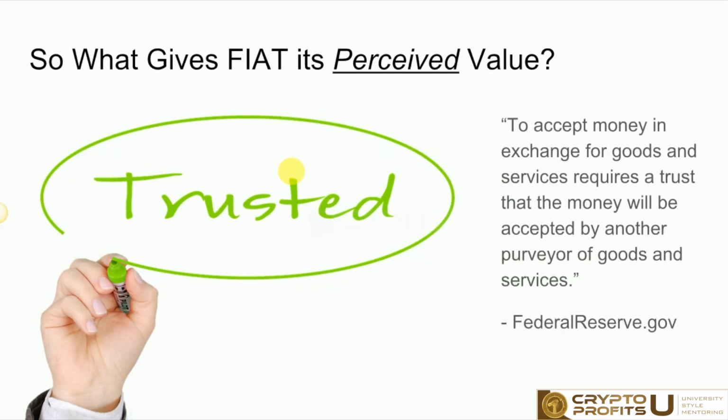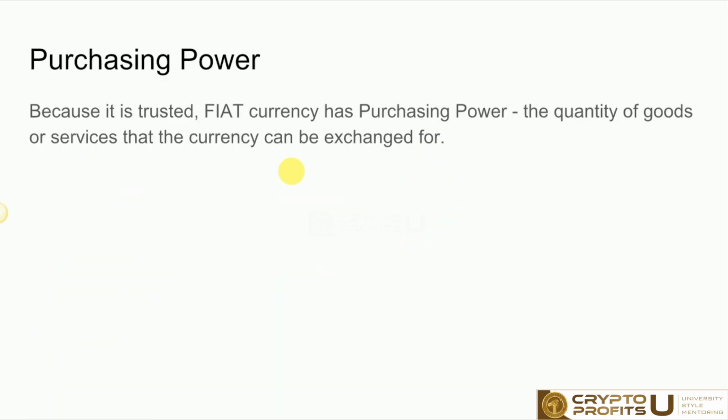Now here the Federal Reserve said to accept money in exchange for goods and services requires a trust that the money will be accepted by another purveyor of goods and services as well. So anyone will take a transaction with USD because they believe they can reuse that. And again, it's literally just trust, nothing else. That's what gives it its value.